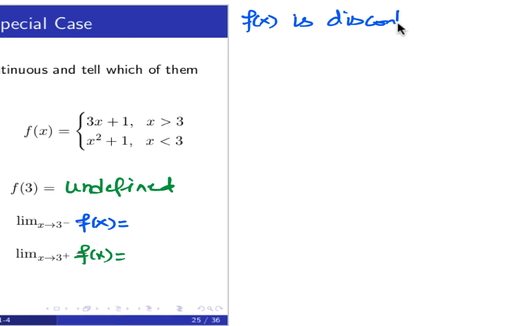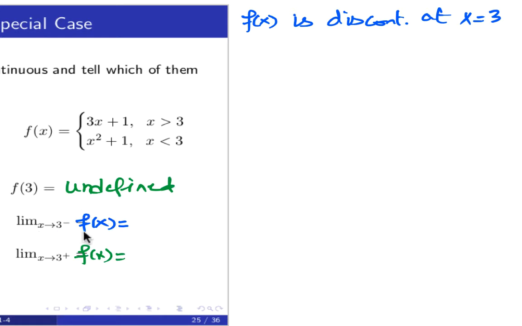discontinuous at x equals 3. Now we'd like to know what kind of discontinuity it is. Is it removable or non-removable? Remember, the removable discontinuity has a very simple condition: the limits have to exist. Remember, the left-hand limit is the same as the right-hand limit? That was the simplest way of looking at it.